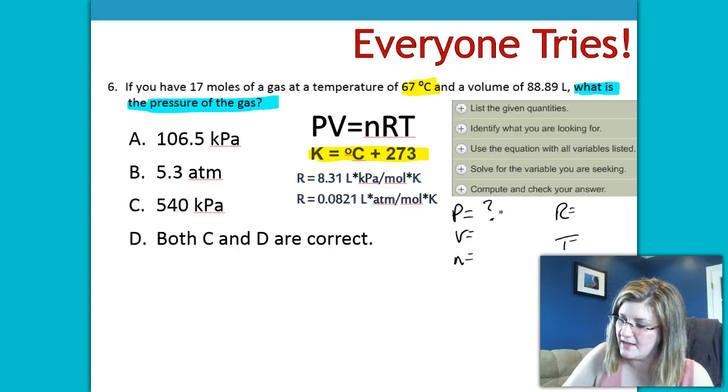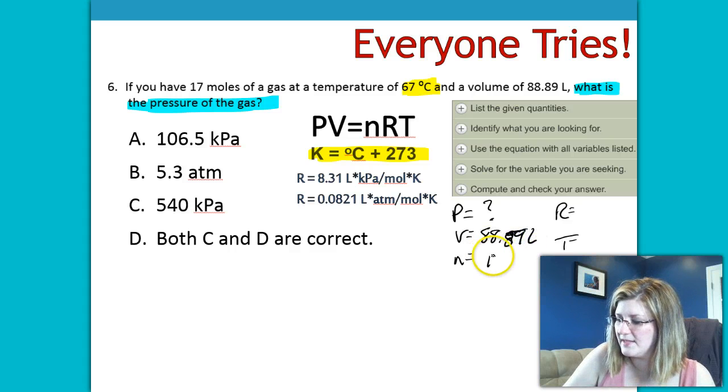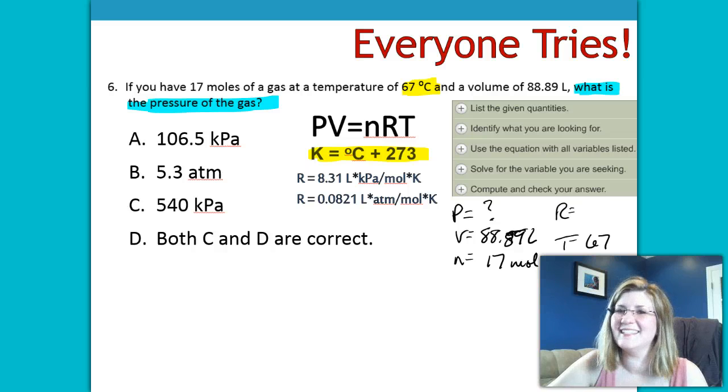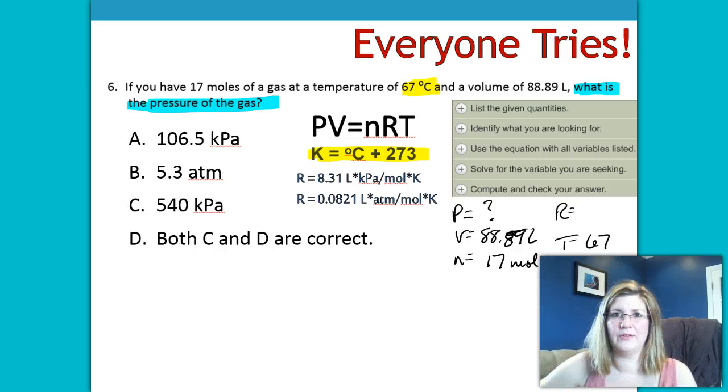The volume of the gas is 88.89 liters. That's a lot. We don't usually work in volumes that big. The number of moles is 17. Temperature is 67. We're going to add to that 273, and we're going to come out with 340 K. And our R value, well, what's our pressure? Oh, this is a trick question. This is a tricky question. What R value do we use?